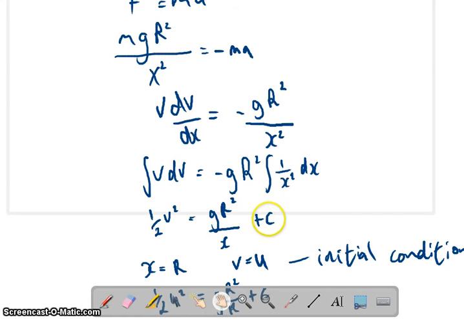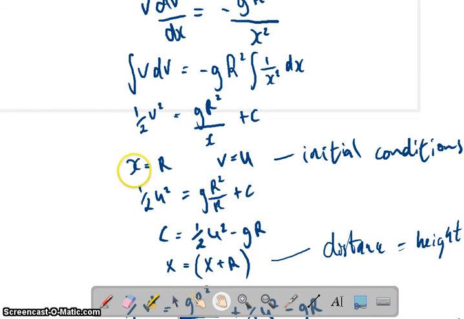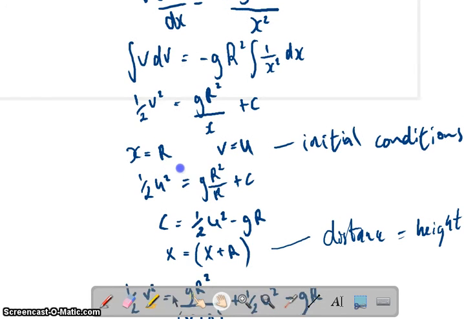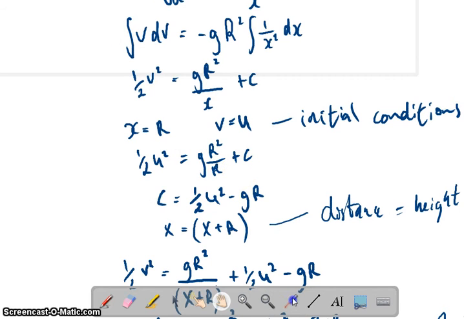Combine any constants into a constant of integration here, and then we can use our initial conditions to find what the constant of integration is. So if x is equal to the radius initially, okay, so we're looking at the launch of an object, the initial velocity is just u. We can substitute those in and we get this formula here. Okay, not too bad. So finding the constant, we've got a constant in terms of u, g and r.